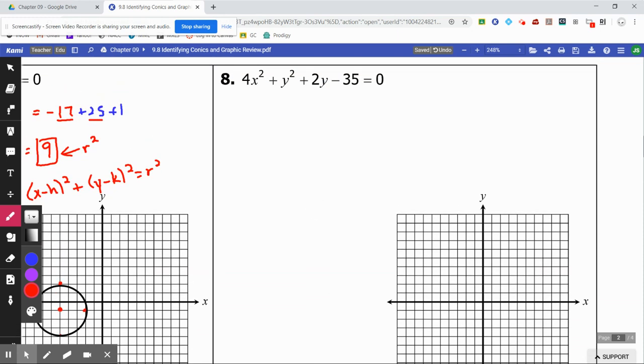Next problem. First, determine what it is. Look at your x squared and y squared terms. Both of them are positive. They're the same sign, but they're different numbers. So therefore, this would be an ellipse.